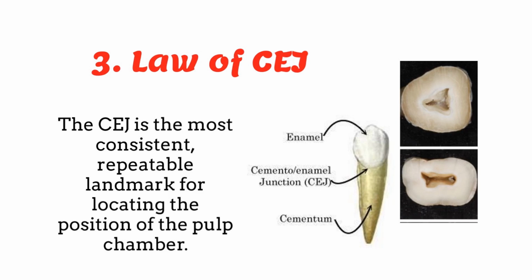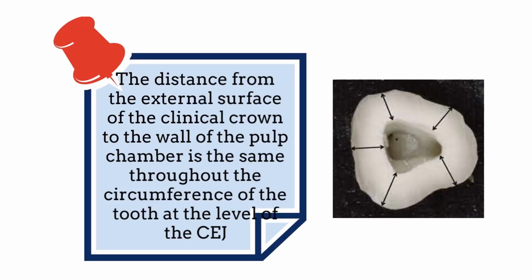And what does this law suggest? That the distance from the external surface of your clinical crown to the wall of the pulp chamber is the same throughout the circumference of the tooth at the level of the CEJ. That means wherever you go from the external surface to the wall of your pulp chamber, the distance is always the same throughout the circumference of the tooth. And this is at the level of your CEJ only.